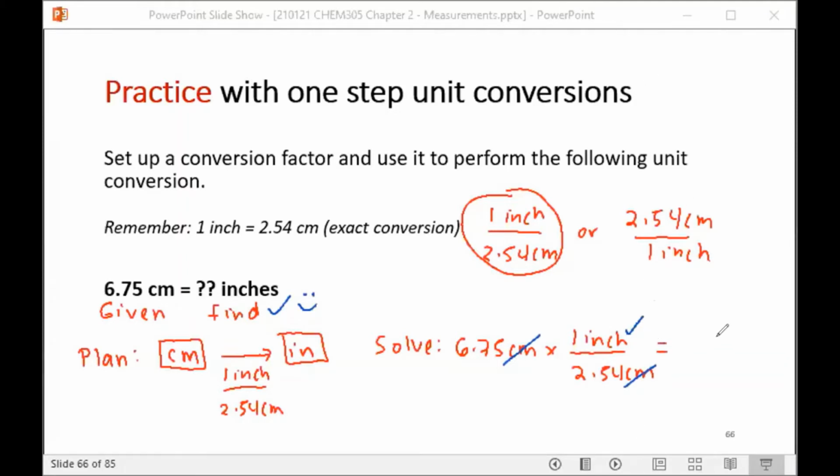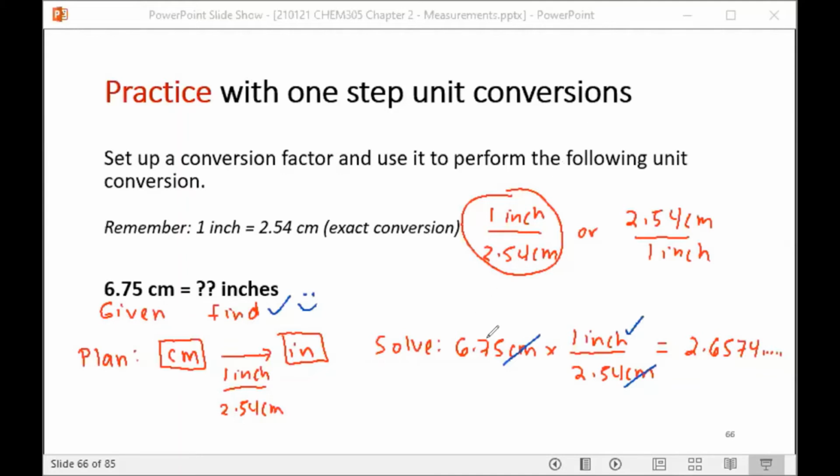Okay, now we can plug it into the calculator. So 6.75 times 1 divided by 2.54. Let me just check what I got. I get 2.6574 and so forth on my calculator. So now what you need to do is, remember, calculators don't know about significant figures. We as humans have to take the answer on our calculator, apply science to it, and round this answer to the correct number of significant figures.